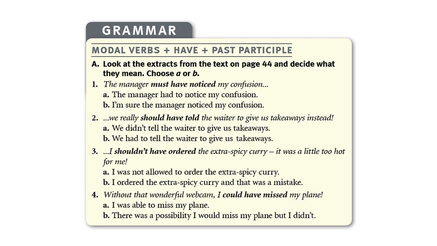Grammar. Modal verbs أفعال المودلز مضاف لها have ثم نأتي بالتصريف الثالث parts past participle. A. Look at the extracts from the text on page 44 and decide what they mean. Choose A or B. 1. The manager must have noticed my confusion. تعني هذه الجملة I'm sure the manager noticed my confusion. أنا متأكد. وهنا must تعني التأكيد بدرجة 100%.